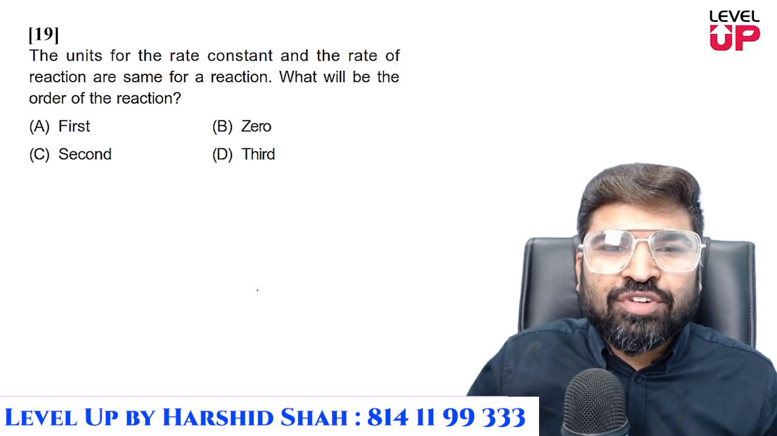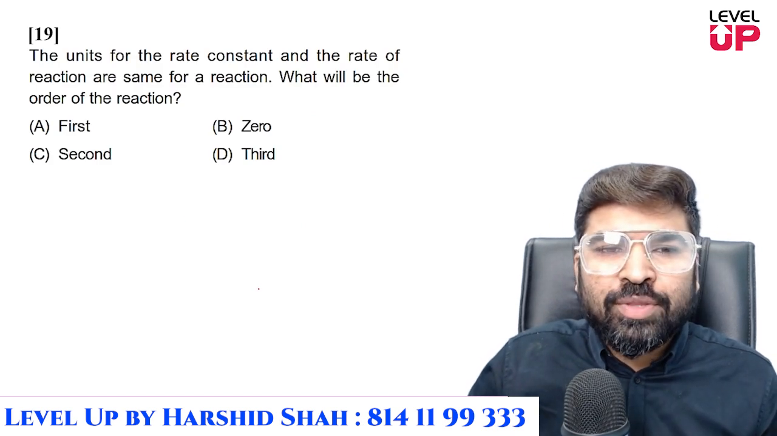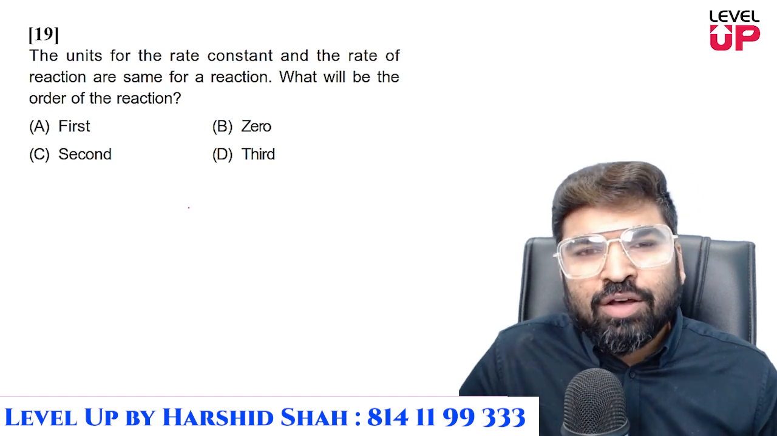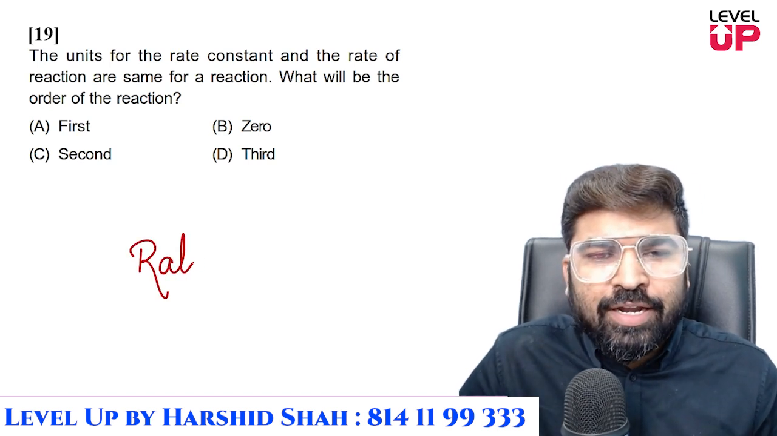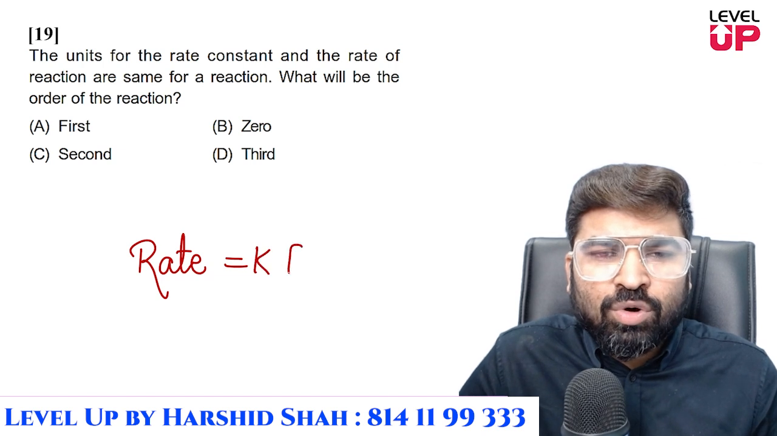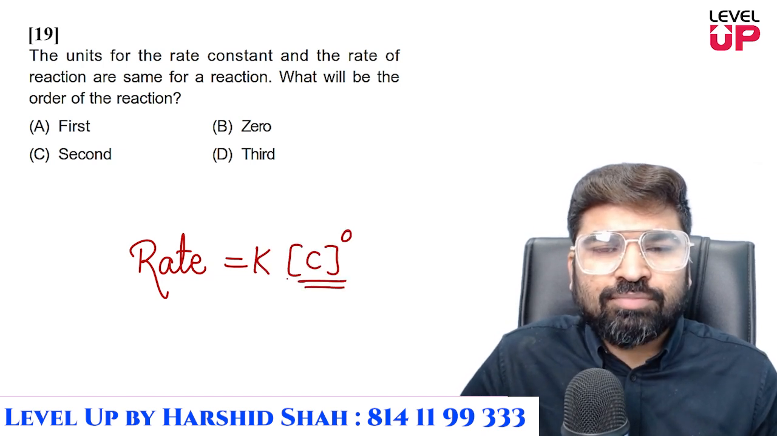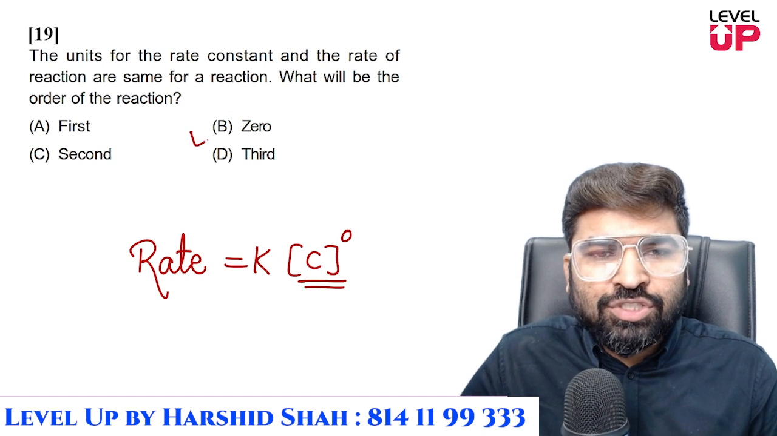The units of rate constant and the rate of reaction are the same. What will be the order of reaction? If the units are the same for rate and rate constant, the rate is actually equal to K into concentration raised to power 0. It's definitely a zero order process.